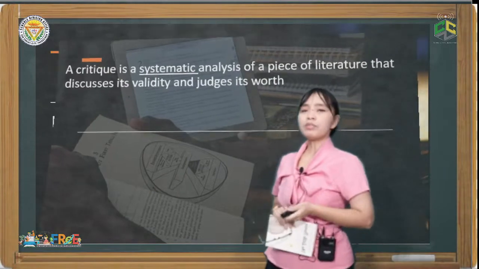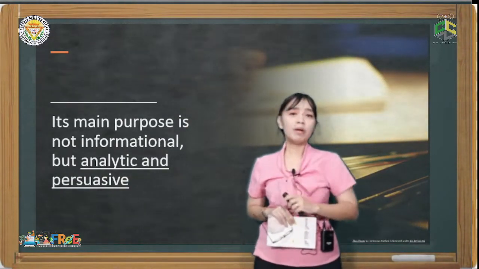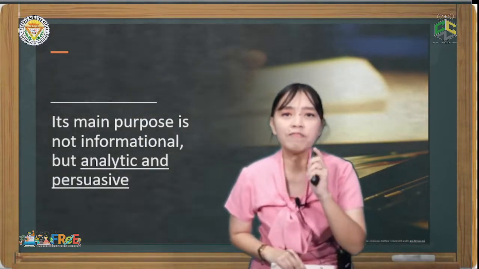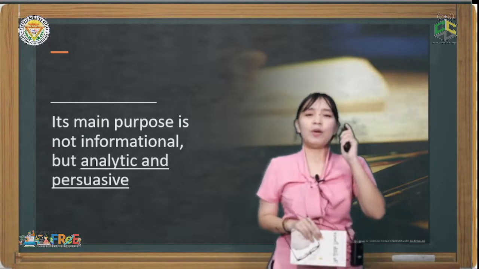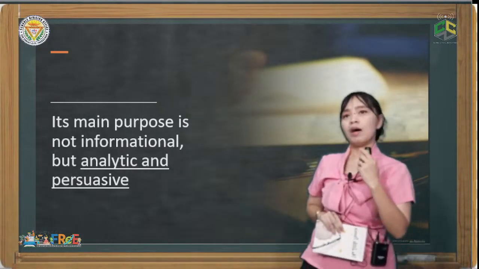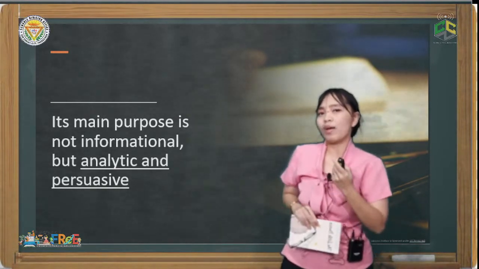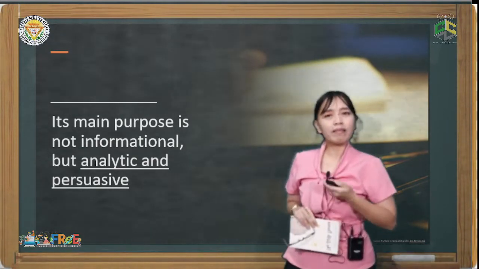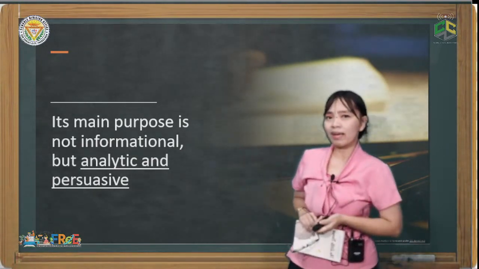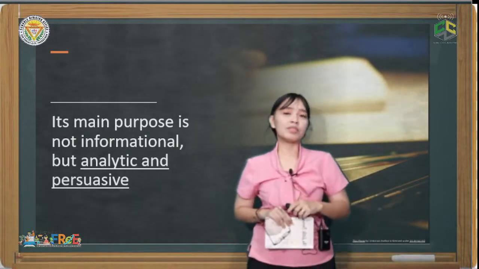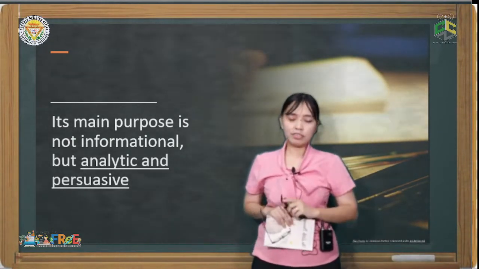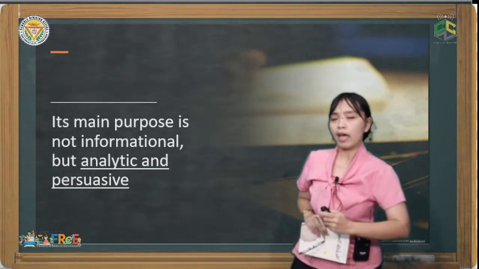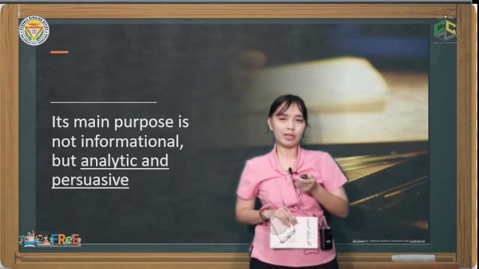All right. Also, you have to remember that when we talk about a critique, our main purpose here is not informational. Primarily, our main purpose is to come up with an analytic and persuasive kind of writing. We are going to connect these ideas later on as we come up with the principles of writing a critique paper. But remember that the purpose, the function, the role of writing a critique paper is to be more analytic and for you to be persuasive.